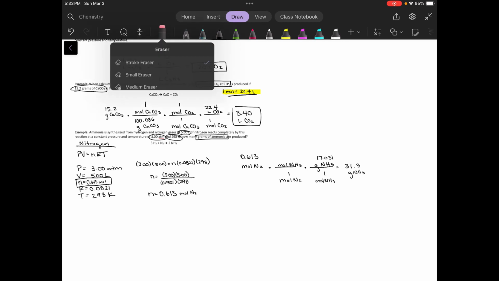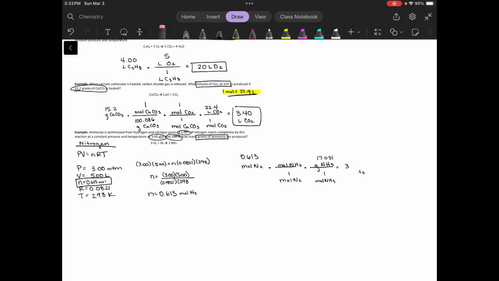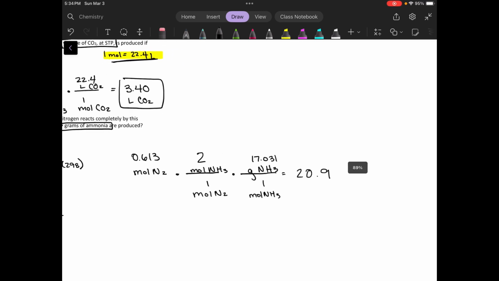Okay, this last problem, I used the wrong ratio. So this should be a 2. And our answer, let me recalculate it. Should be 20.9.